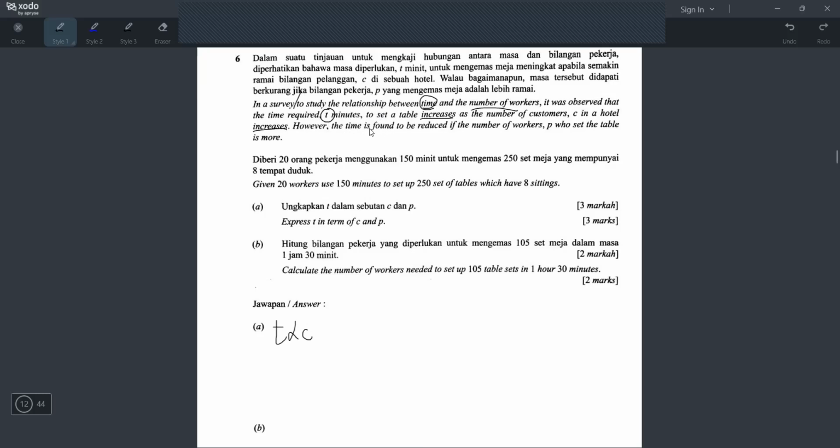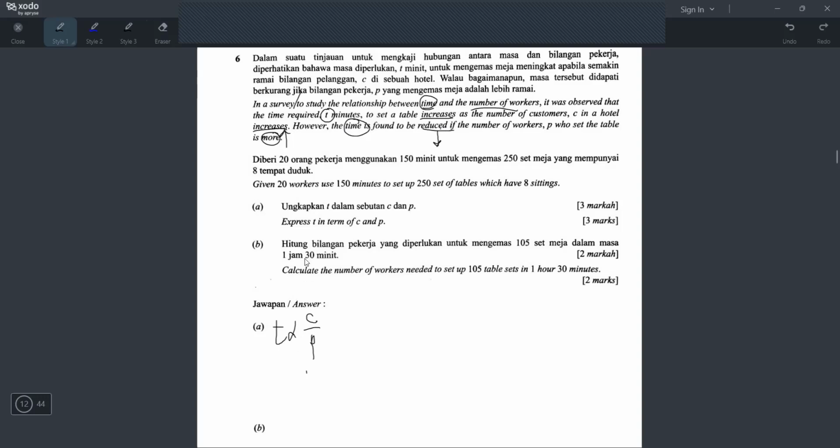However, the time T is found to be reduced if the number of workers P who set the table is more. So it means this varies inversely. Remember, varies directly means what? If one increases, the other also increases. If one decreases, the other also decreases. Both increase or both decrease, then it varies directly. But if one increases and the other decreases, then it varies inversely. So time is found to be reduced if the number of workers is more, so definitely T varies inversely as P, right? Let's write again nicely, C over P.